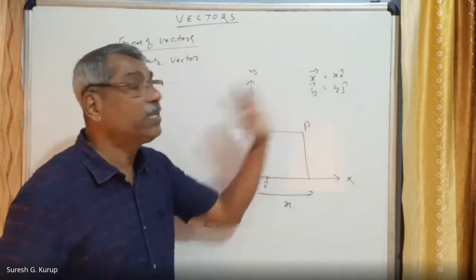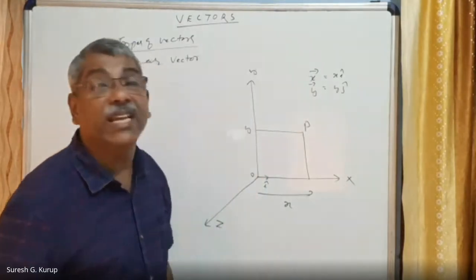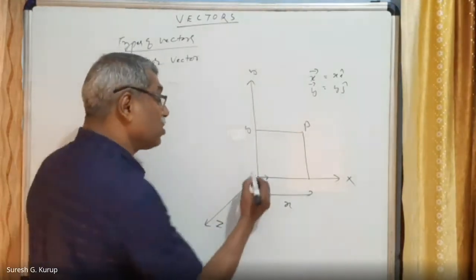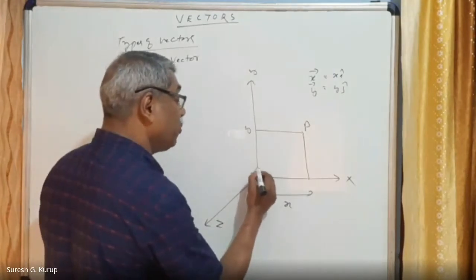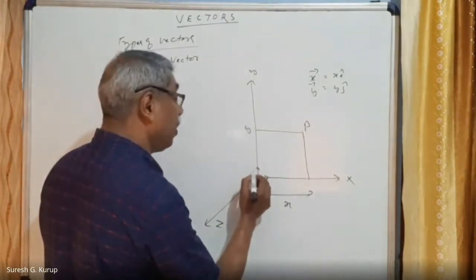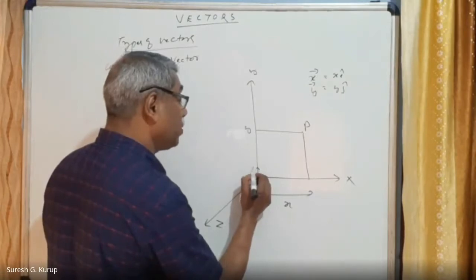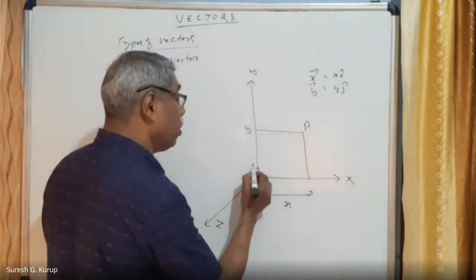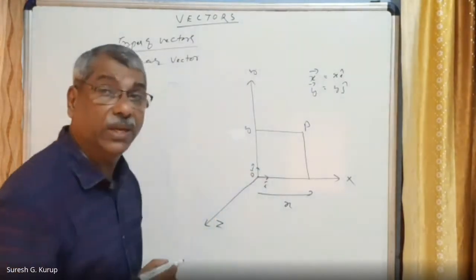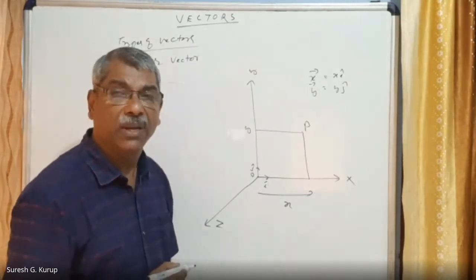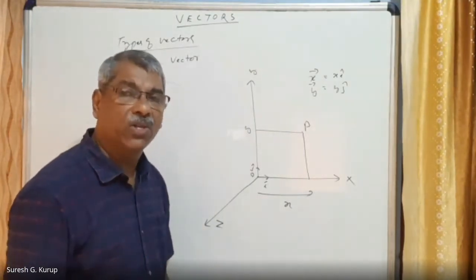Which dimensions? The x dimension and the y dimension. So vector y is equal to y into j cap. What is j cap? That means the unit vector in the direction of the y-axis is called j with a cap, j cap. Am I correct? I am talking about unit vectors only.